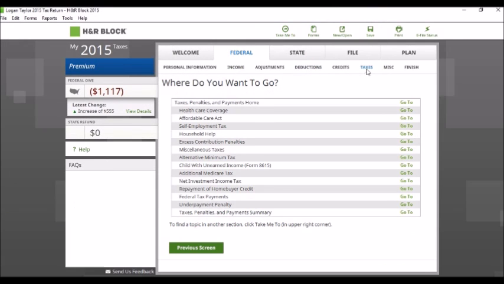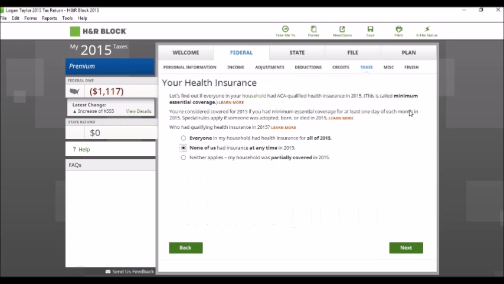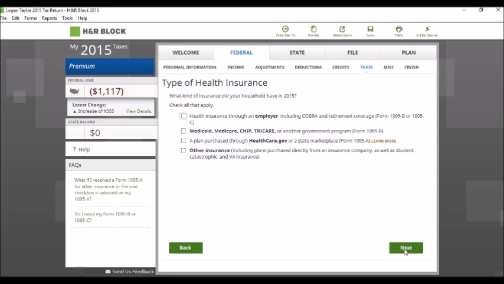So, here we go, under taxes. Healthcare coverage. Everyone in my household had health insurance for all of 2015. Okay. Health insurance through an employer.